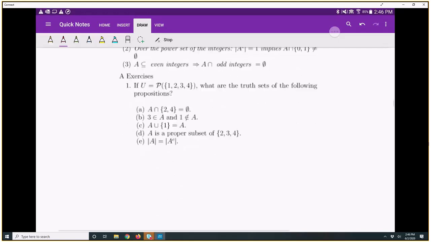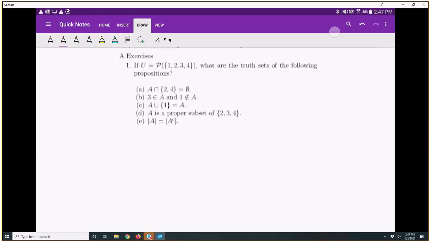So now let's do some exercises together. We'll start with the universe, the power set of {1, 2, 3, 4}. And we want to know what are the truth sets of the following propositions. Now, I want to think a little bit about the power set of {1, 2, 3, 4}. We know that because the set {1, 2, 3, 4} has 4 elements, its power set should have 16 elements, and it's all of the possible subsets of 1, 2, 3, and 4.